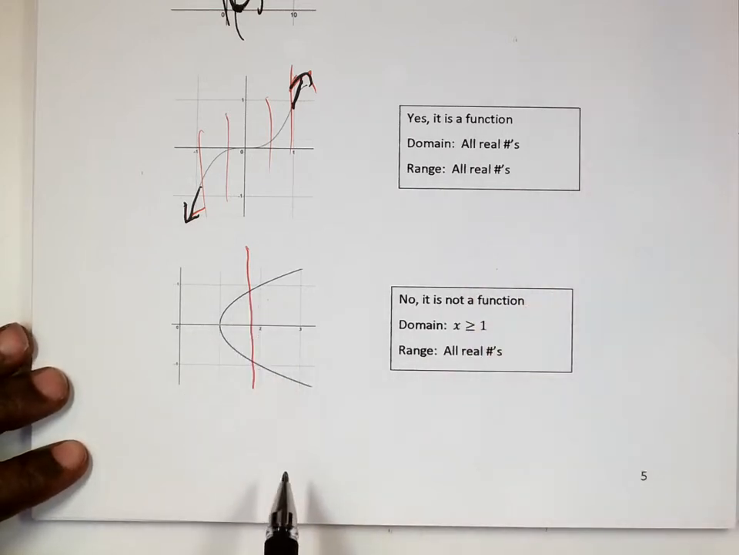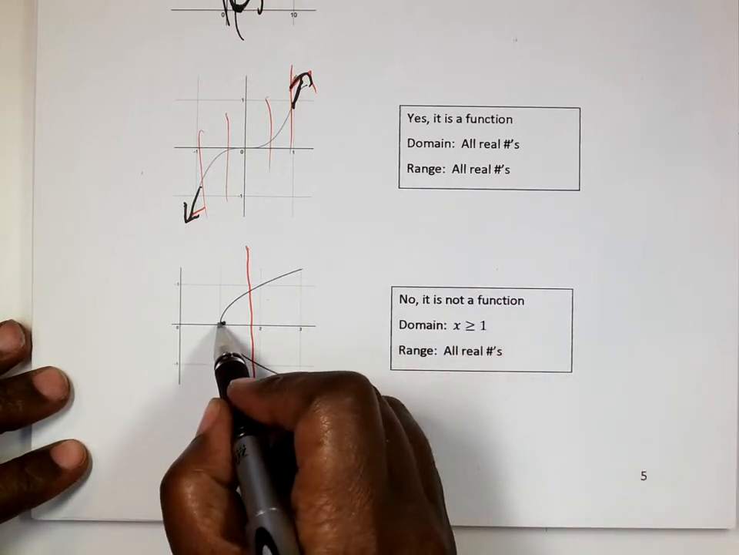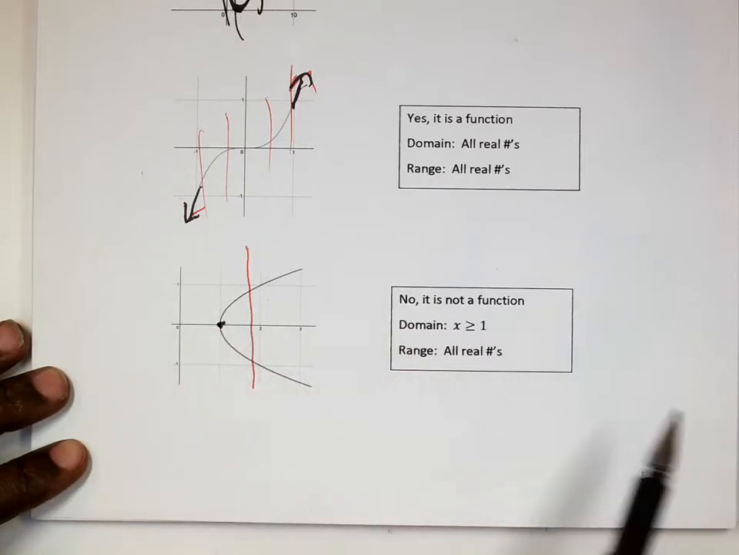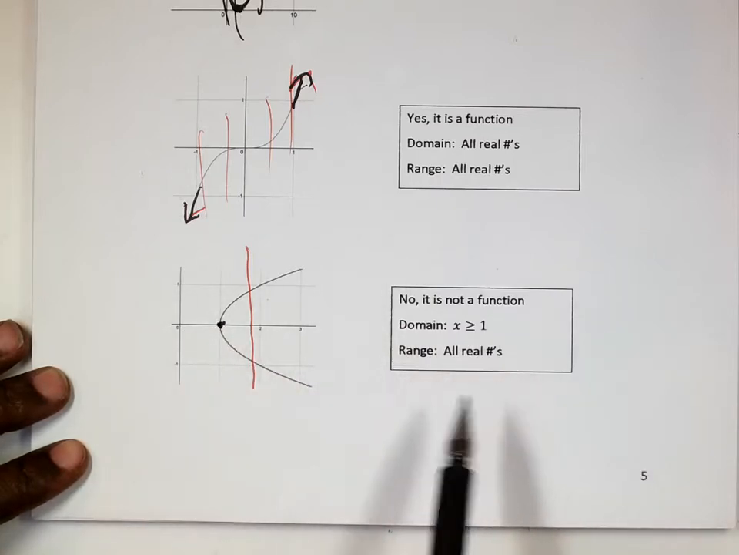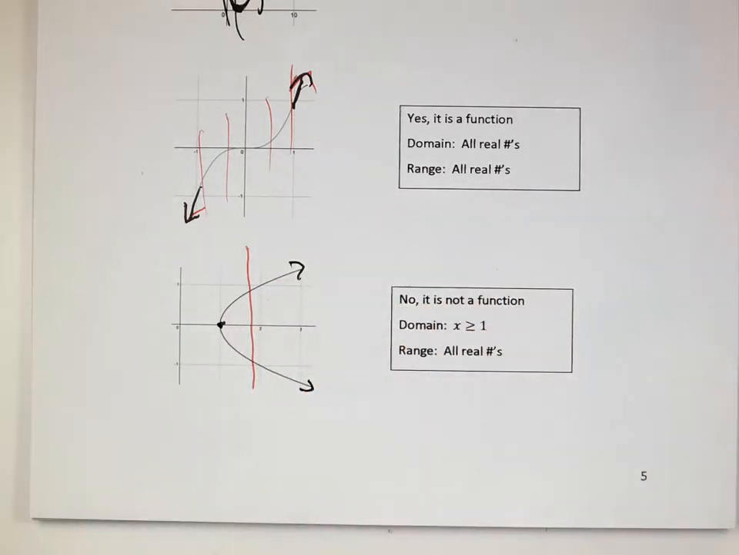So this is not a function because if I draw a vertical line, it hits it in two places. The domain are the x values. So if I look at the graph, the smallest x value is 1, and then it shoots off, so it's greater than or equal to 1. And the range, again, this just keeps widening up. It's a parabola on its side. So the range for that is all real numbers.